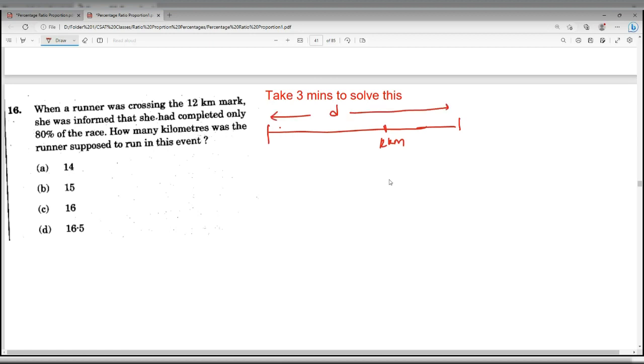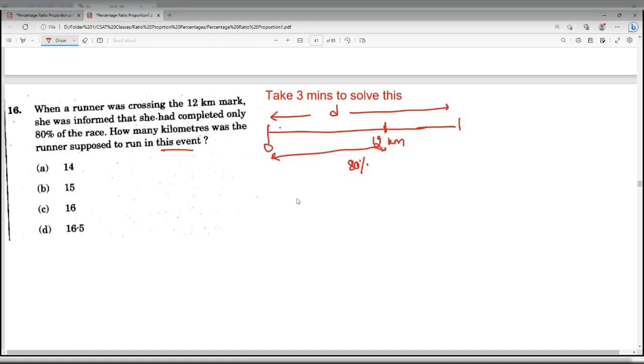They're saying that when she was at the 12th kilometer, she had completed 80% of the race. So from 0 to 12 kilometers, that is 80%. And they are asking how many kilometers the runner was supposed to run in this event. So let that be the total distance D.